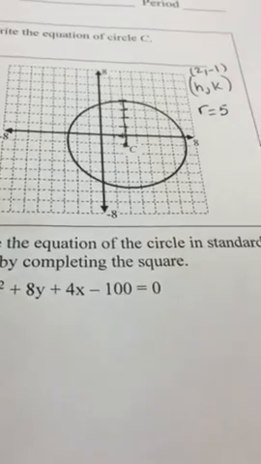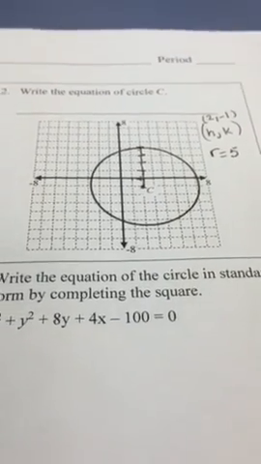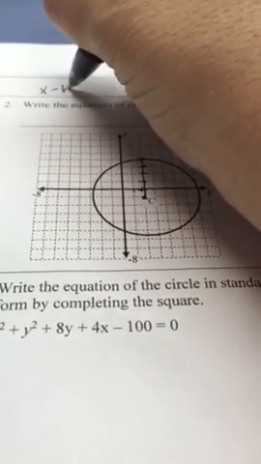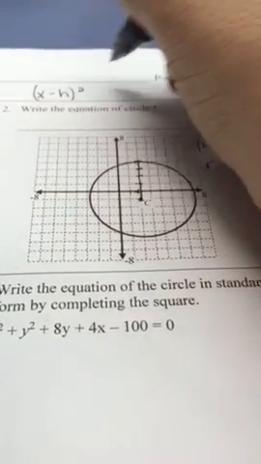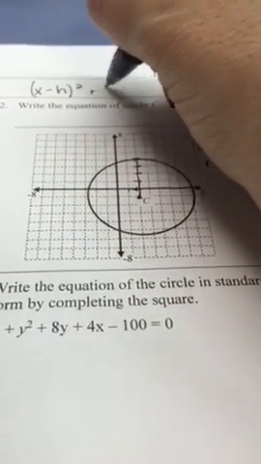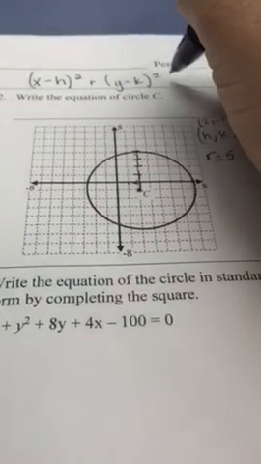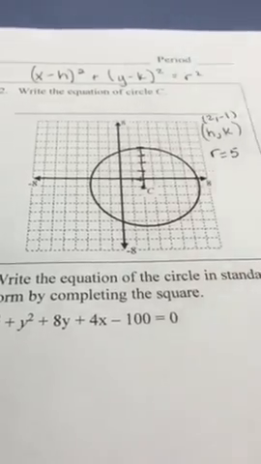So we have the information we need. We just now need to think about the format we need to write it in. The standard form, again, for the equation of our circle is the quantity x minus h squared plus the quantity y minus k squared equal to our radius squared.